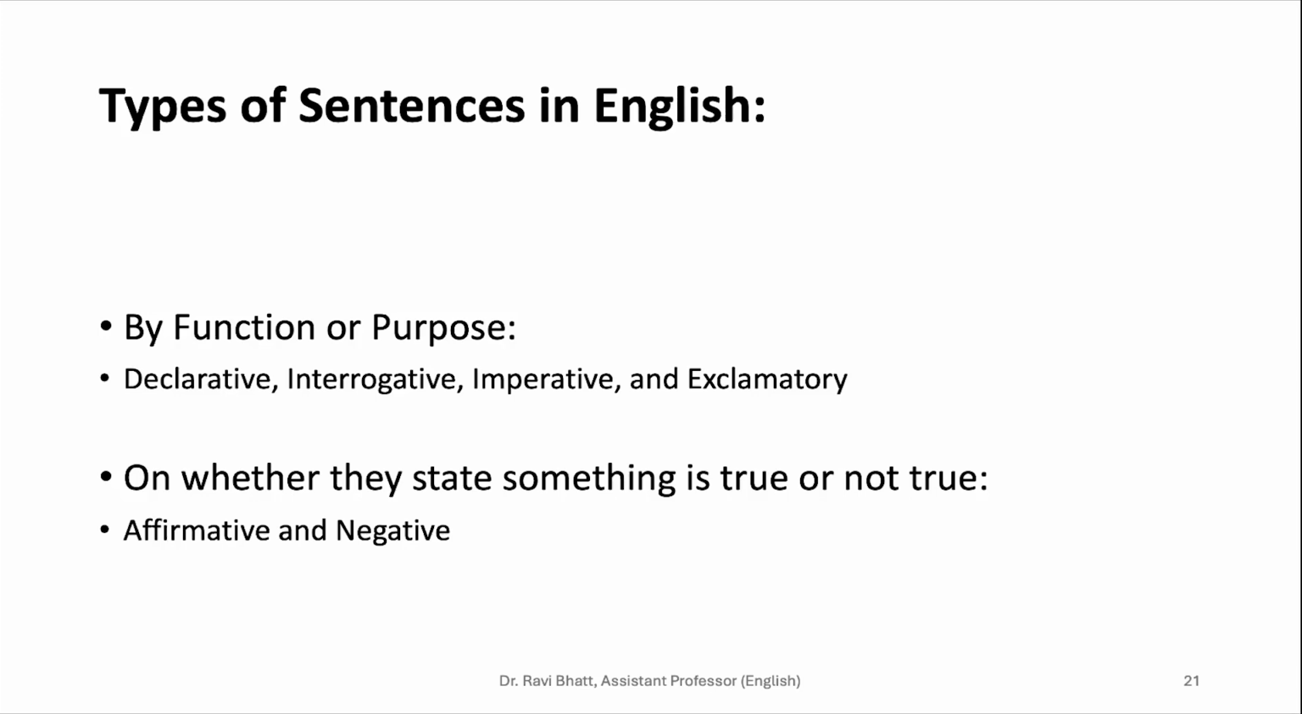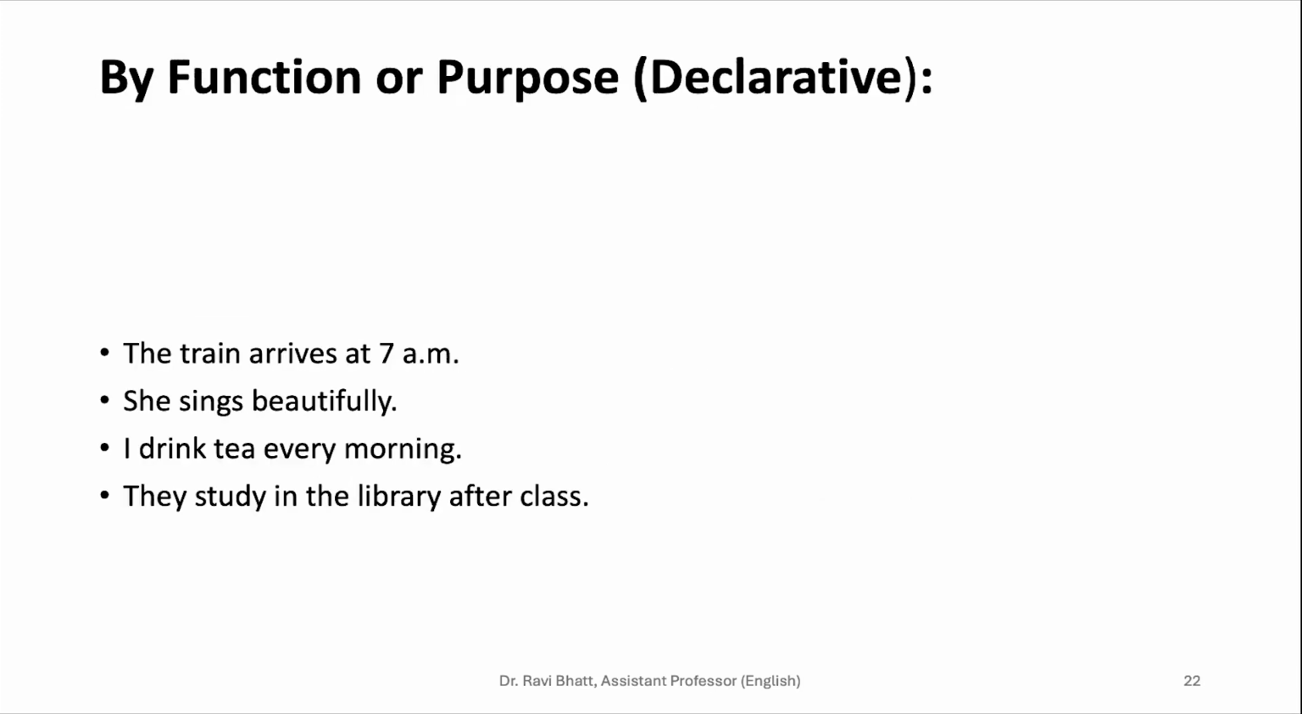All right, now by function or purpose, declarative. The train arrives at 7 a.m. She sings beautifully. I drink tea every morning. They study in the library after class. All of them are simple present. They're declarative sentences.